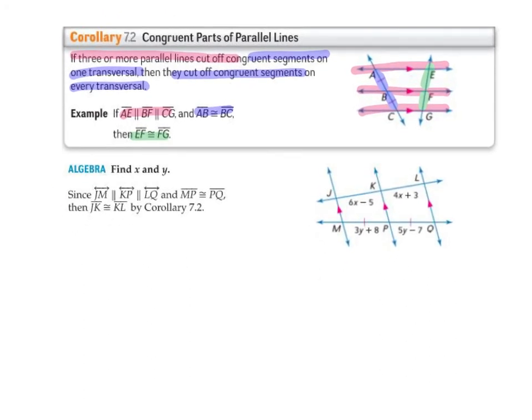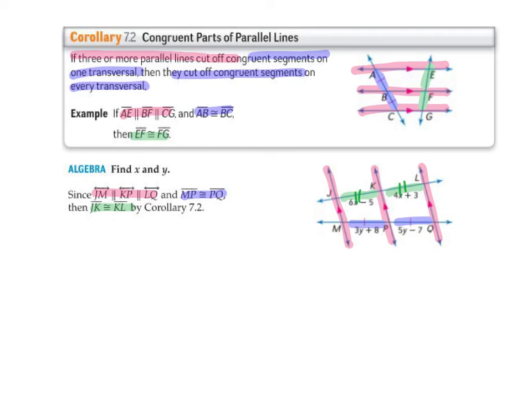Okay, so in this next and last example, we want to find the values of x and y. All right, we're told JM, KP, and LQ are all parallel. They're notated by the given information and the little pink triangles. We're also told MP is congruent to PQ, and we want to find x and y. JK and KL are also congruent. So we can make a little mark here. All right, find x and y.